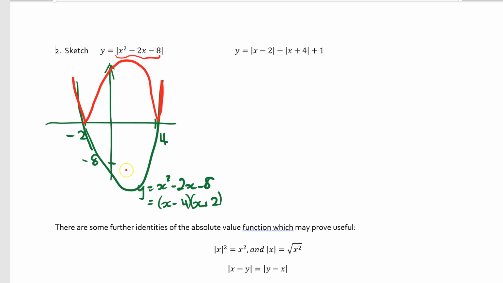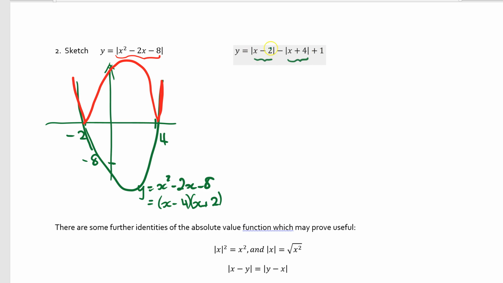That bit and that bit are supposed to look the same, obviously, but that's all we do for those sorts of curves. Anything below the axis we reflect above the axis. Now this next one is quite a difficult example. So we need to get our head around what happens with these absolute values.